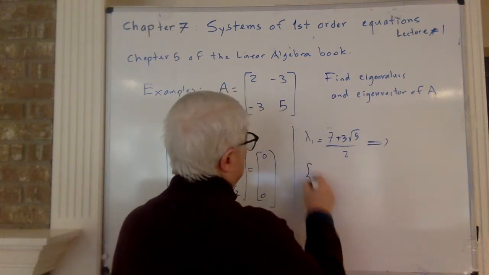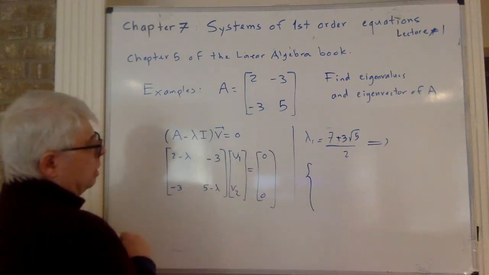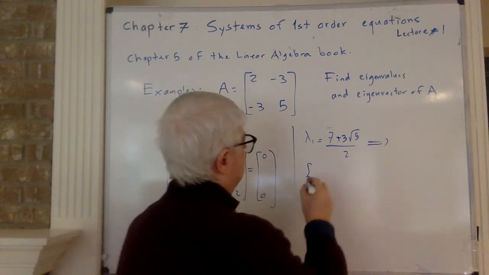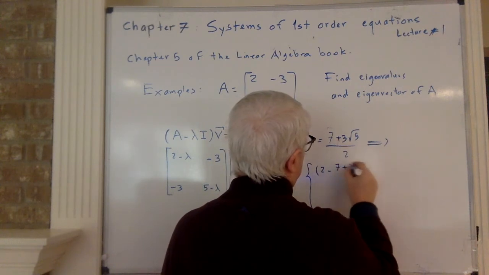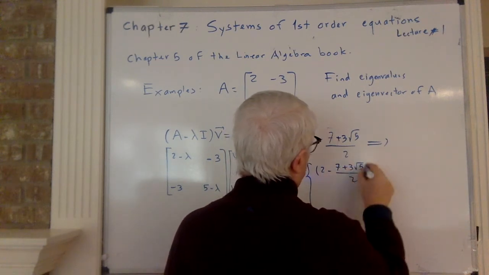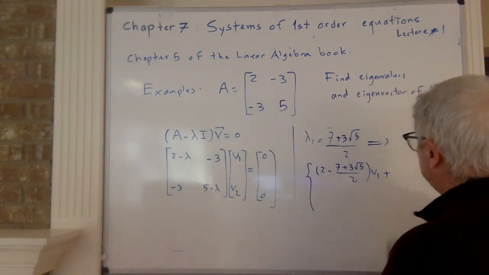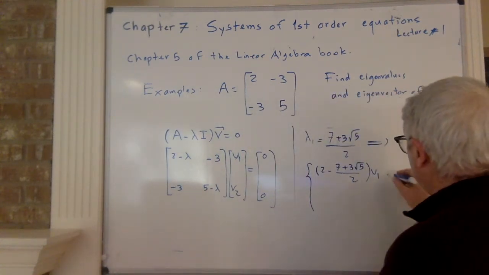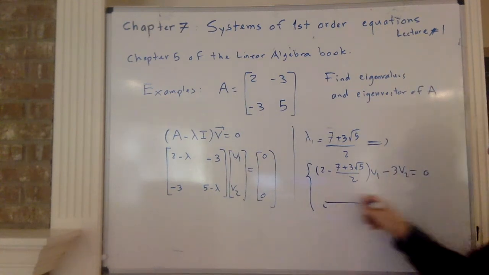So 2 minus lambda, okay. So 2 minus this guy here, that is 2 minus this thing, 7 plus 3 square root of 5 over 2 times v1 plus, minus in fact, minus 3 v2 is 3. And I don't need the second one.